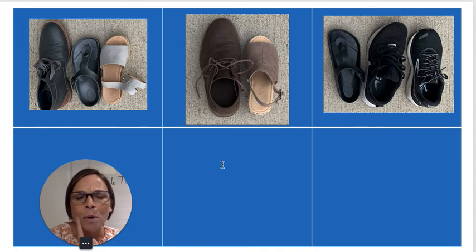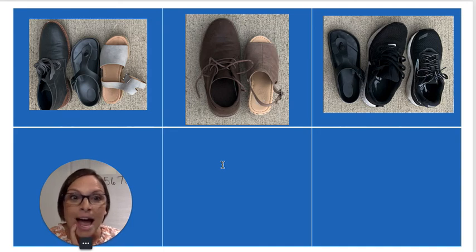And remember what we did here? We looked at the attributes, or things that are the same and different about the shoes in this case. But then we kind of created a rule, right? We were able to tell how we sorted and why. And you'll want to do that too.